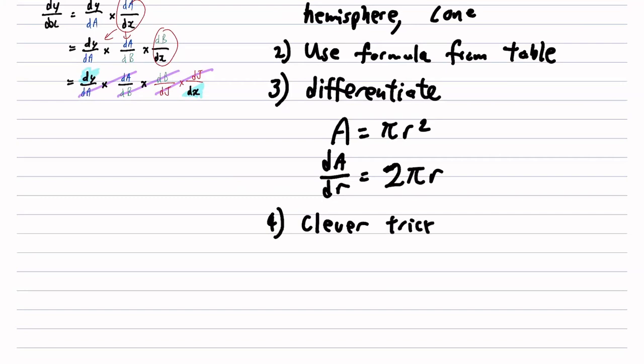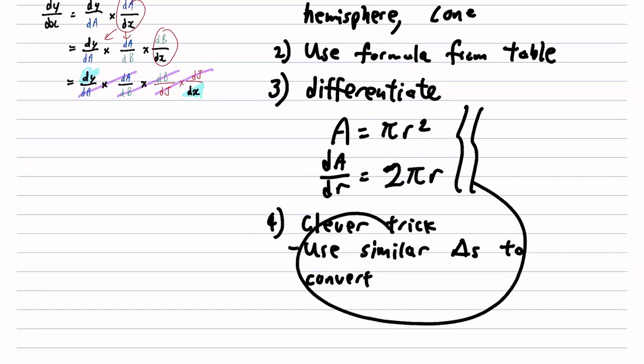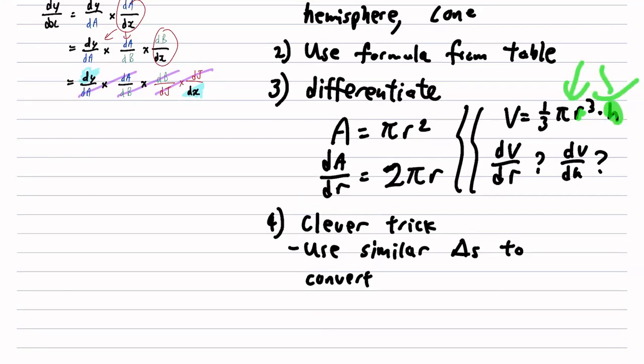Clever trick. It's a very common trick. Use similar triangles to convert. Or maybe before I talk about this clever trick, I need to talk about how I know I need to use it. I got V equals 1/3 pi r cubed times h. Then I want to find dV by dt. How to continue? Got two letters, got r, got h. Both cannot. Why? Because got two letters on the right hand side.